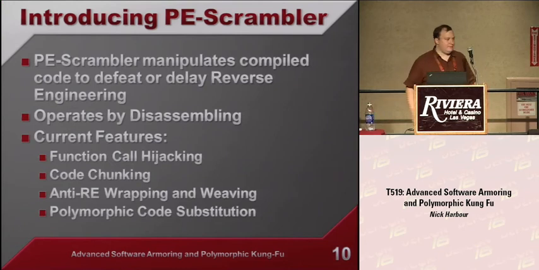So how my little packer works is I manipulate the x86 instructions for the purpose of anti-reverse engineering. I have a disassembler, so I basically disassemble the whole binary, and based on all that analysis, I can move around chunks of code, I can wrap chunks of code, I can do all sorts of things. I can hijack function calls, wrap chunks of code in anti-reverse engineering, and later on we'll get into some polymorphic stuff that I can do.